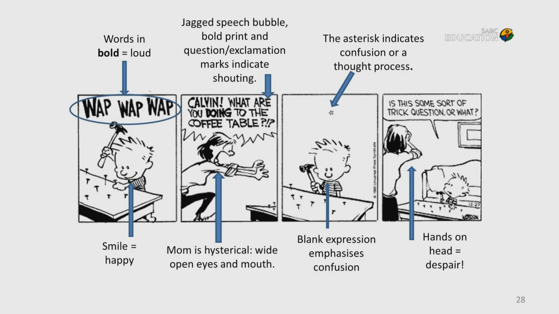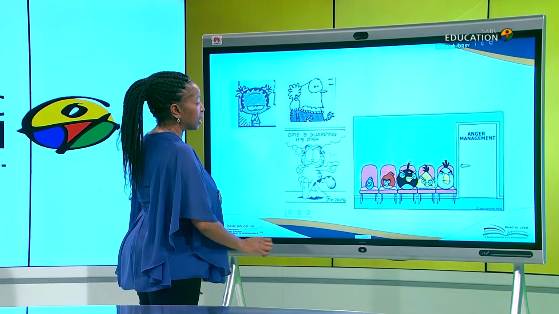And here we see an asterisk, which is another way to show confusion or that somebody's in a thought process. And you can see that his face is blank because he is a bit confused. And certainly that's because his mother is in despair. He's just nailed at the table. And the mother is asking, what are you doing? And he's confused as to why he would be asked that when the evidence is quite clear.